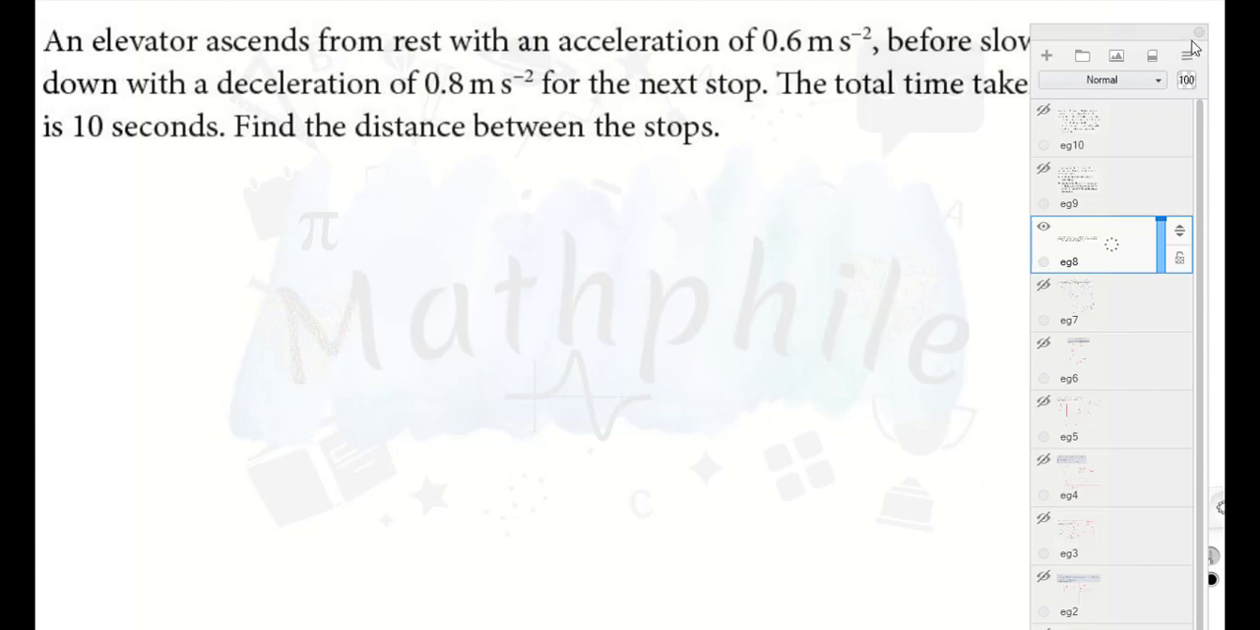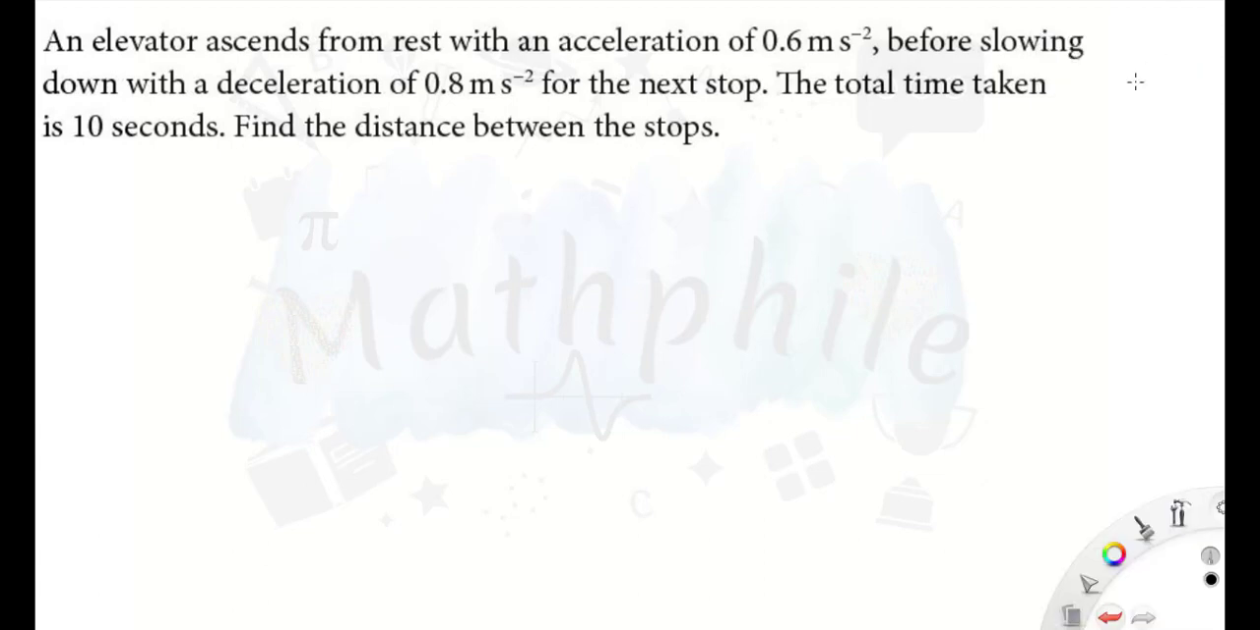An elevator ascends from rest with an acceleration of 0.6 meters per second squared before slowing down with an acceleration of 0.8 meters per second squared. The total time taken is 10 seconds. Find the distance between the stops. Can you visualize this one? So try to visualize this one and see what is going on.